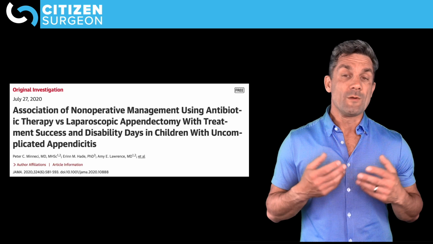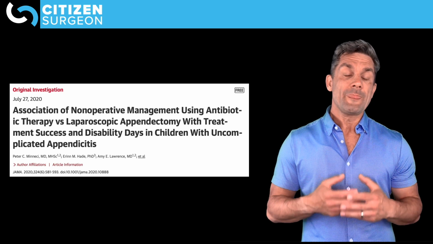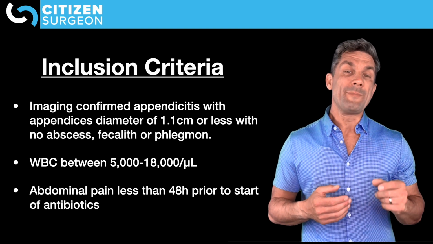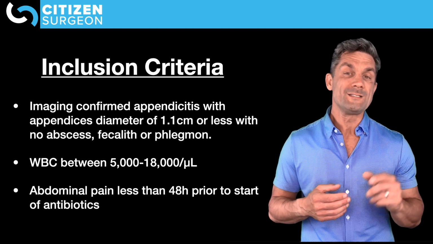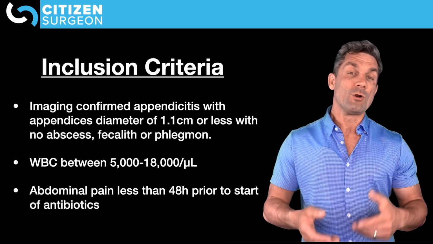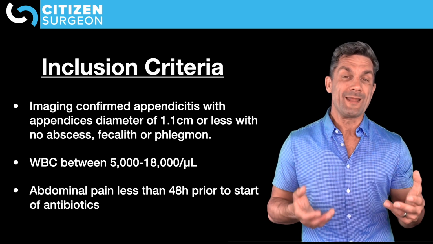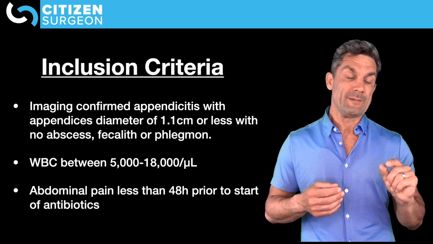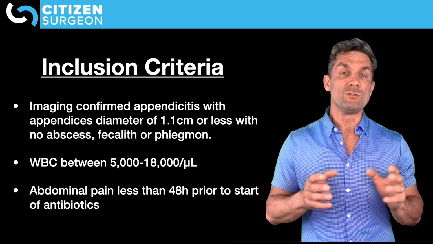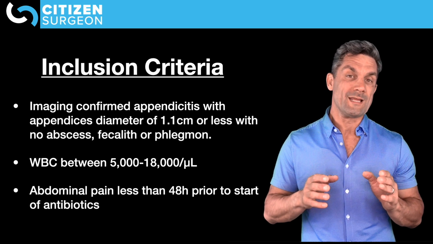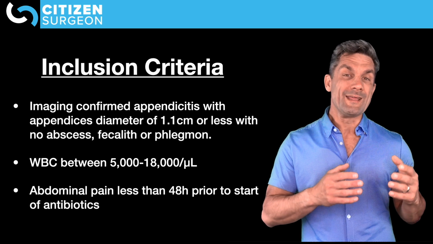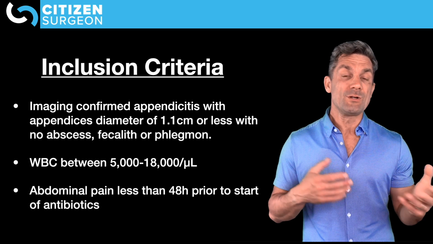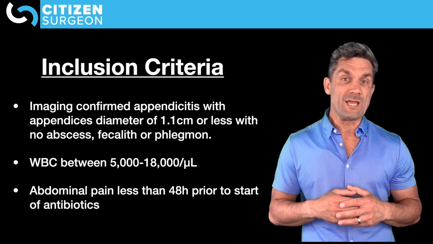So when we look across adults and children, generally, what are the inclusion criteria for non-operative treatment of appendicitis? So in the 2 studies in children I just mentioned, the inclusion criteria were having imaging confirmed appendicitis with an appendiceal diameter less than 1.1 centimeters, okay, 11 millimeters. Now earlier we talked about how a diagnosis of appendicitis is having an appendiceal diameter greater or equal to 7 millimeters. So non-operative treatment inclusion criteria less than or equal to 1.1 centimeters. Second was having a white cell count between 5,000 and 18,000. And third was duration of symptoms less than or equal to 48 hours before initiation of antibiotics.